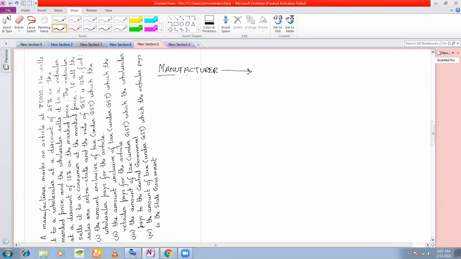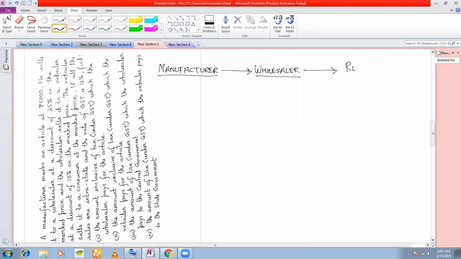A manufacturer marks an article at rupees 5,000. He sells it to a wholesaler, at a discount of 25% on the mark price, and the wholesaler sells it to a retailer.